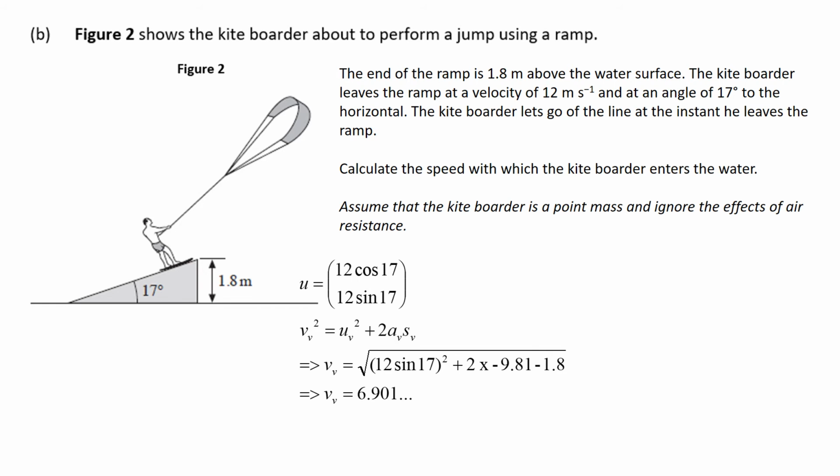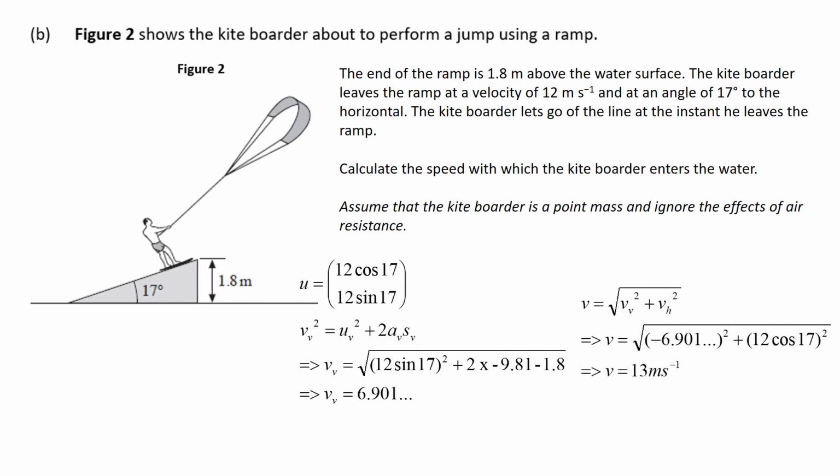So in the vertical direction, the speed is going to change because it's being accelerated by gravity, and we can calculate what its final velocity will be in the vertical direction, and it's going to be 6.901 downwards in the end. So we know that the horizontal component of velocity is not going to change because there's no force acting horizontally. So then when we use Pythagoras, we can find out what the final speed is, 13 meters per second. So that's the first way we can do this, which we have to split it up into components and mess around with Pythagoras, which I don't particularly like.